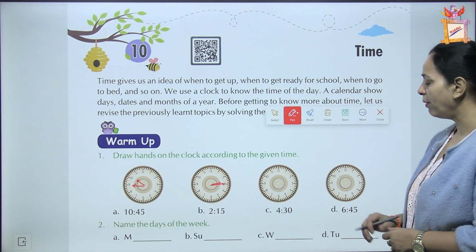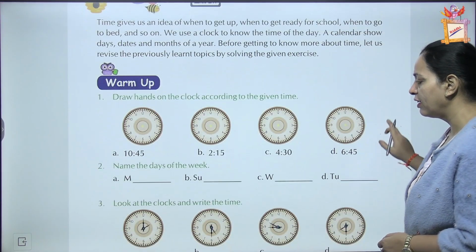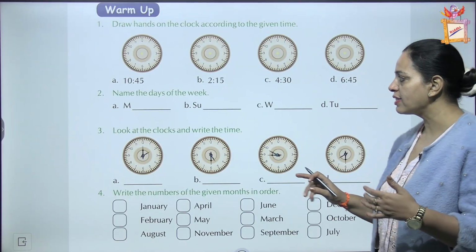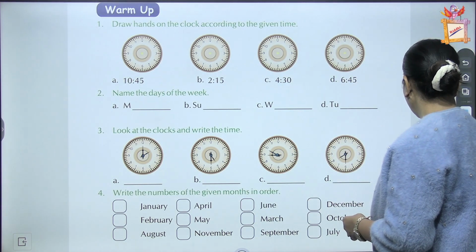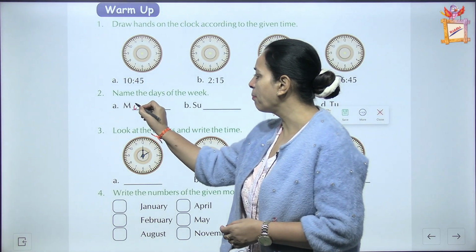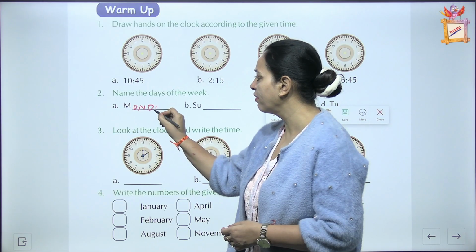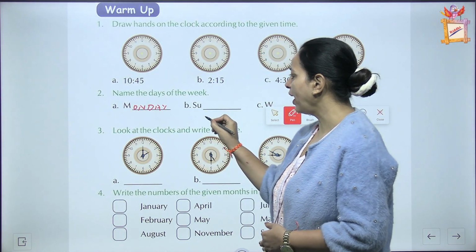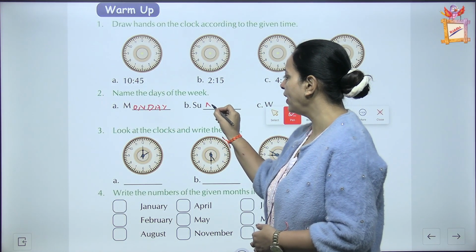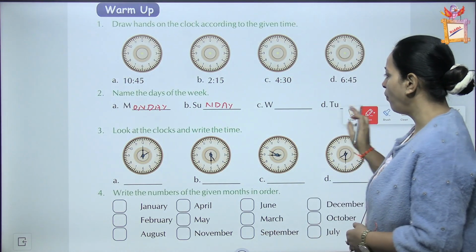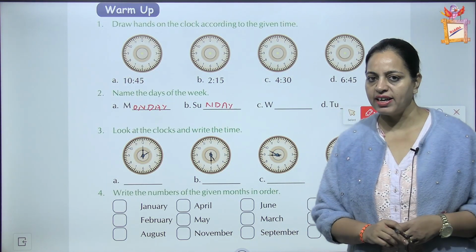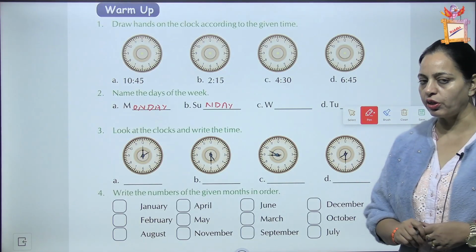The second one: name the days of the week. So here, A part, M means Monday. M means Monday, right? B part, Sunday. C, Wednesday. D, Tuesday, sorry.